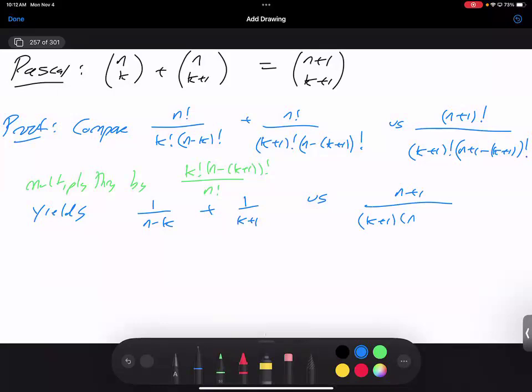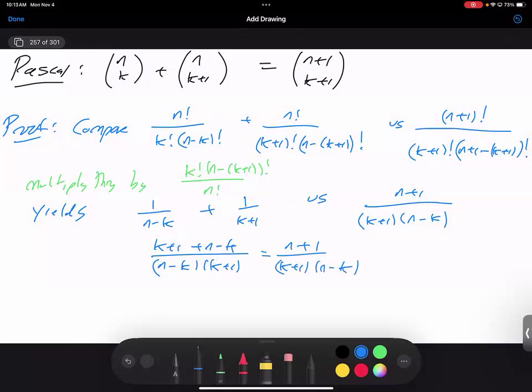At this point, things are looking really good, because you can see now when I combine, I get k plus 1 plus n minus k over n minus k, k plus 1, which is just going to be equal to n plus 1 over k plus 1 times n minus k. And so this proves Pascal's formula by pure brute force computation, right?